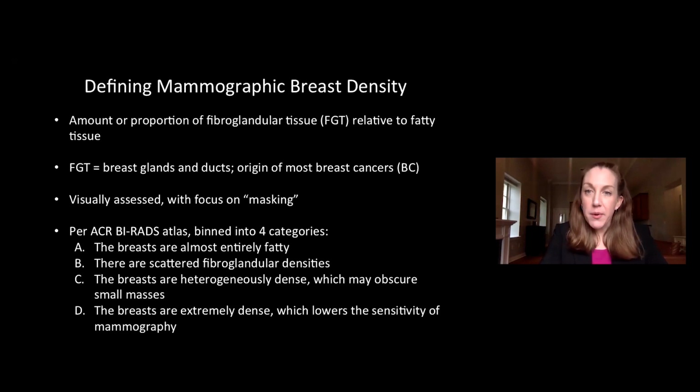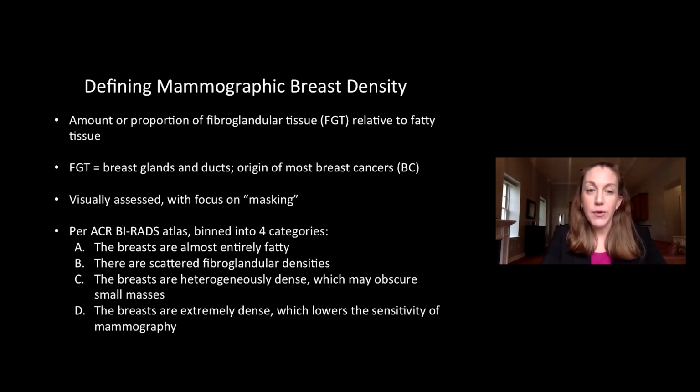So when we say mammographic breast density, what we are talking about is the amount or proportion of fibroglandular tissue relative to the amount of fatty tissue. Fibroglandular tissue means the breast glands and ducts, and that's the tissue that is the origin of nearly all breast cancers across subtypes. To date, this amount of tissue or density is visually assessed just with a gestalt assessment by the radiologist, focusing on the potential of that dense tissue to mask breast cancers.